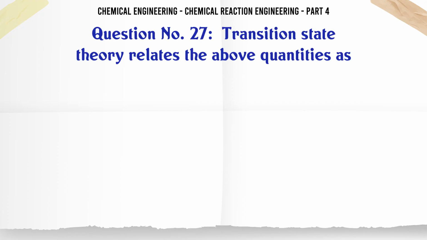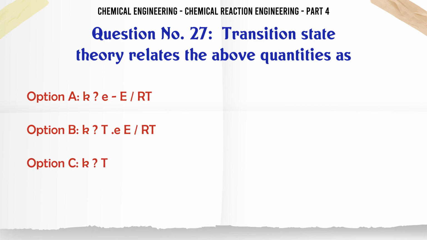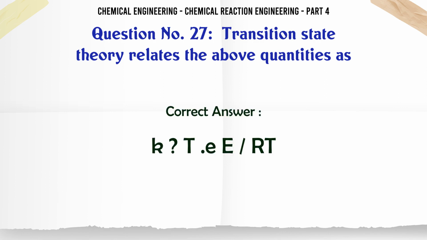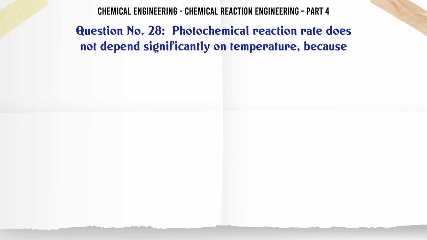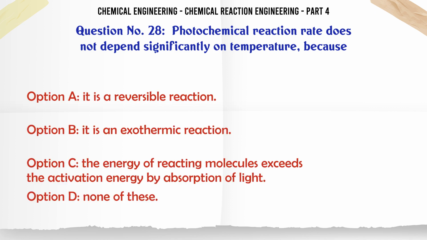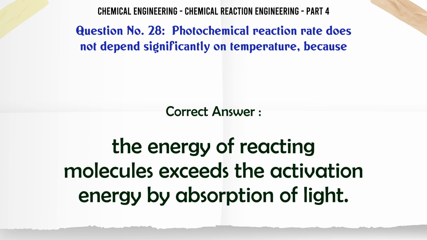Transition state theory relates the above quantities as A. K = e^(E/RT). B. K = T·e^(E/RT). C. K = T. D. K = T^1.5. The correct answer is K = T·e^(E/RT). Photochemical reaction rate does not depend significantly on temperature because A. It is a reversible reaction. B. It is an exothermic reaction. C. The energy of reacting molecules exceeds the activation energy by absorption of light. D. None of these. The correct answer is the energy of reacting molecules exceeds the activation energy by absorption of light.